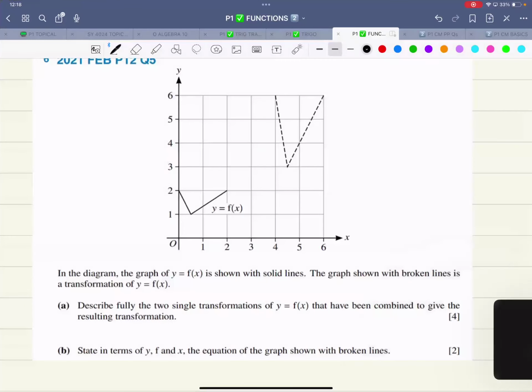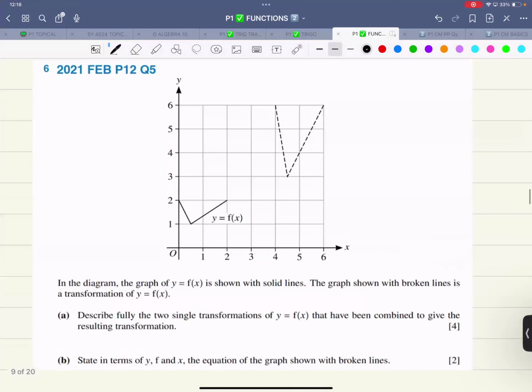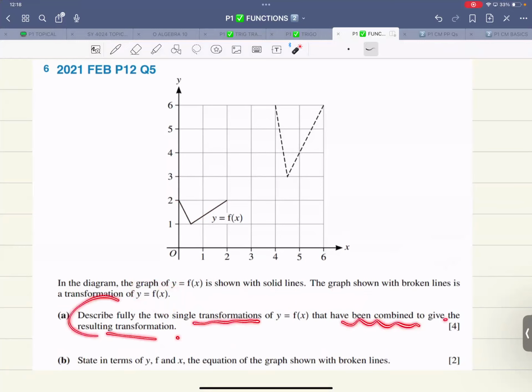Now let's ask this question. The question is, in the diagram, the graph of y is equal to fx is the solid line graph. The solid line is not shown with the broken line transformation. This type of transformation is combined with the resulting line, that's one thing.